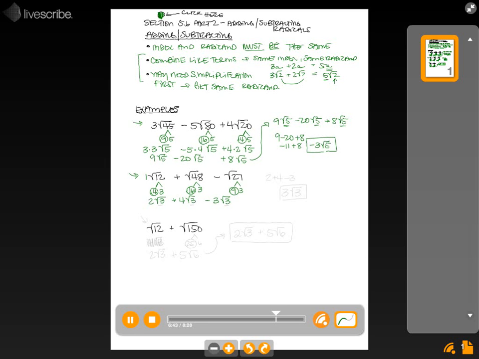Now we're going to combine these. All the radicands are the same, which is good. That's what we want. So we're just going to look at the numbers out in front. 2 plus 4 minus 3. Well, 2 plus 4 is 6, minus 3 is 3, so we get 3, and we tack on the end square root of 3. And there would be the answer.